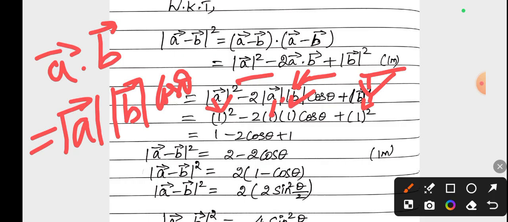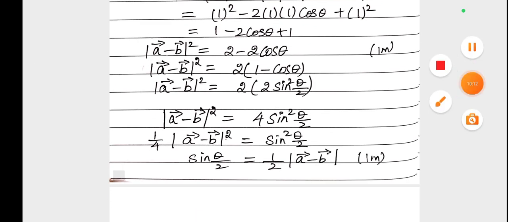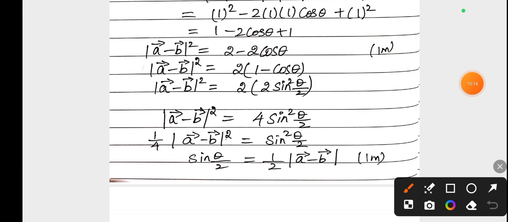Magnitude of A value is 1, again 1, again 1, again 1. So 1 square is 1, and the 2 ones give 2 minus 2 cos theta, again 1 square is 1. 1 plus 1 is 2. So 2 minus 2 cos theta. Take 2 common, so you are getting 1 minus cos theta. Till this it is the same as last time, but there both 1 minus cos and 1 plus cos also came, in the 50th question. Here only 1 minus cos theta, so your work is simpler.